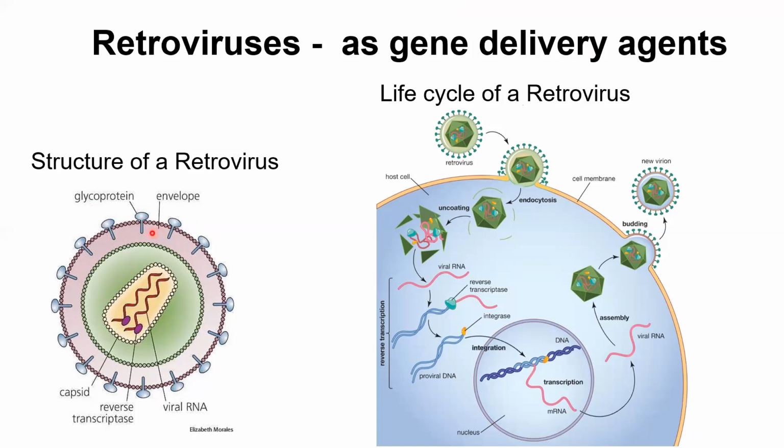There is an envelope surrounding and enclosing the genetic material, which is actually a viral RNA molecule. And inside this package of viral RNA, the genetic material of this virus, there are also a few assemblies of the enzyme reverse transcriptase.